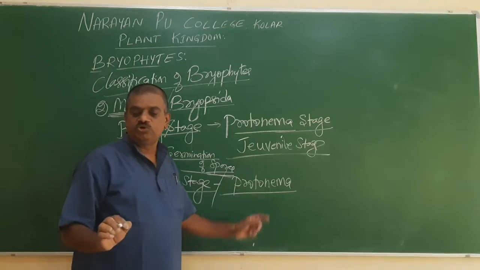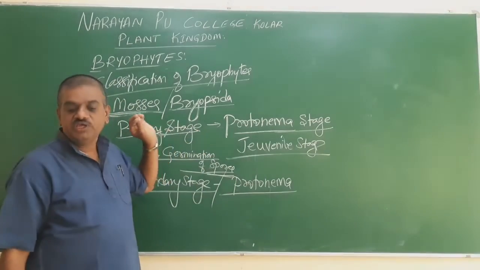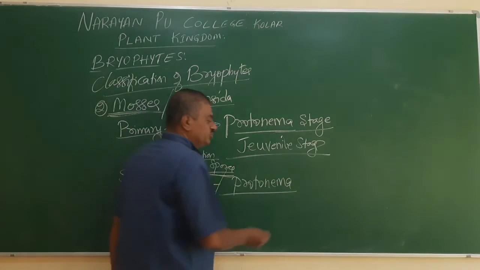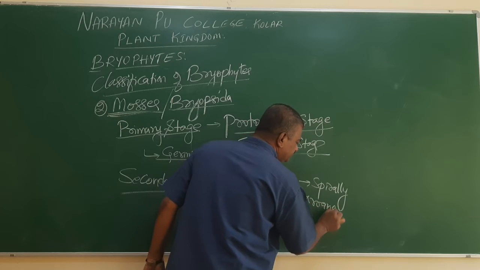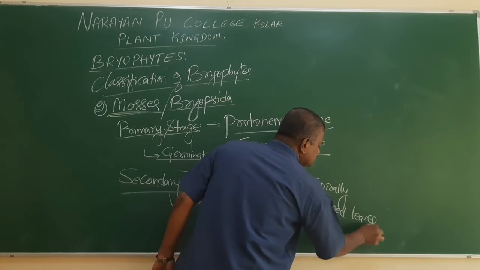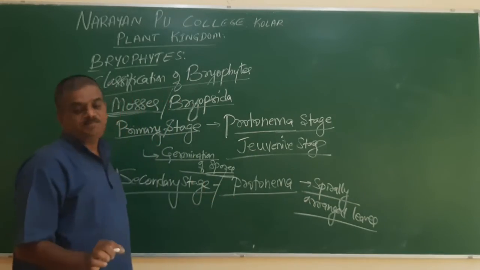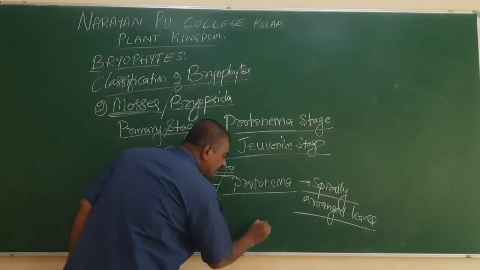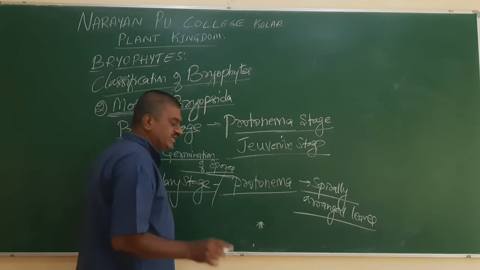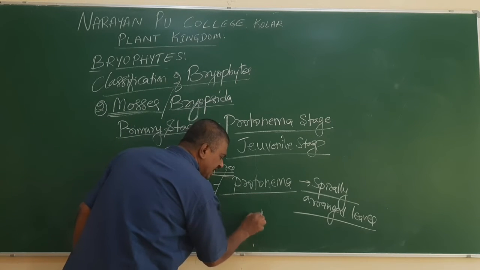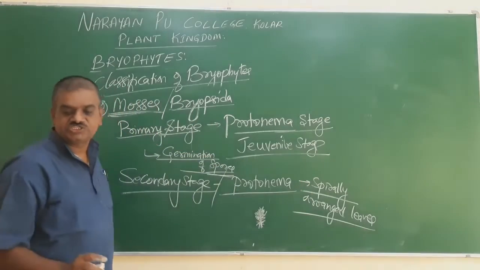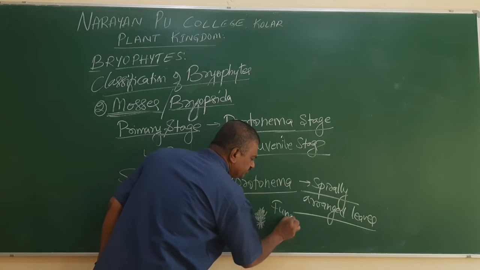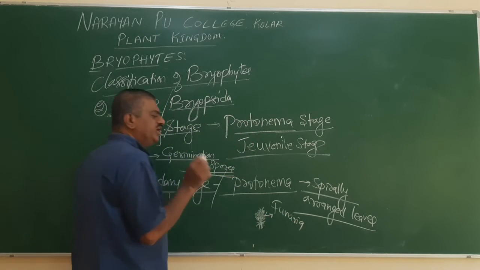So this secondary Protonema is germinated from the spores, and they give rise to spirally arranged leaves. Here the plant body is simple. There are root-like structures called rhizoids, and a very delicate stem covered by whorls of leaves. This arrangement of spirally arranged leaves can be noticed in Funaria.